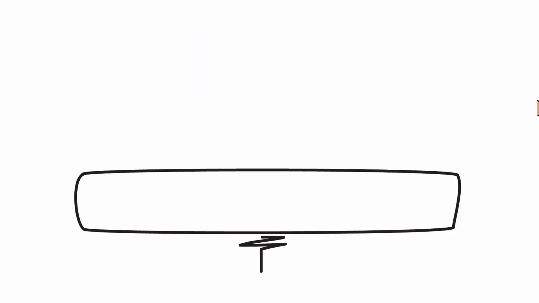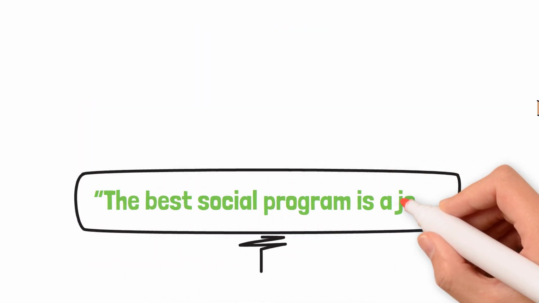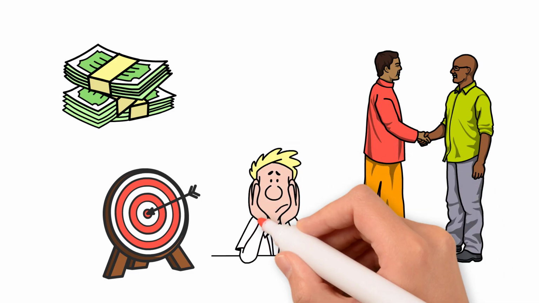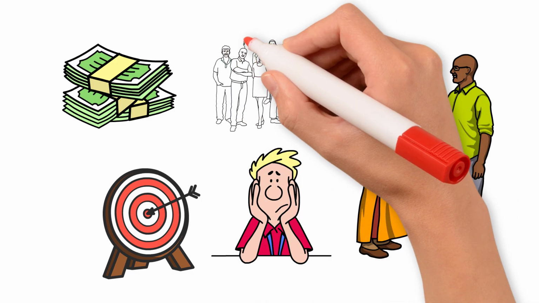Famous quote: "The best social program is a job." Ronald Reagan. Work gives people income, purpose, and dignity. That's why solving unemployment is a top priority for every nation.